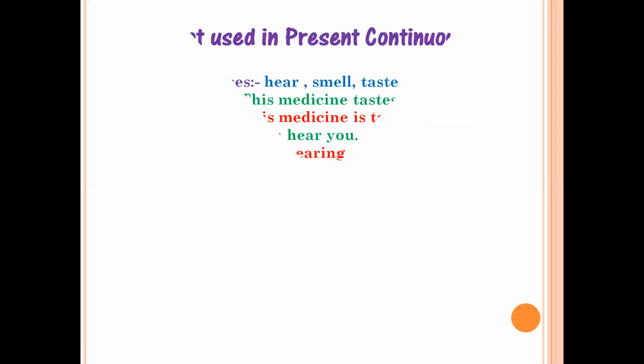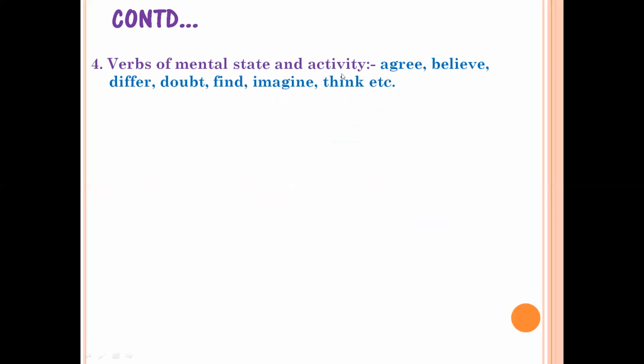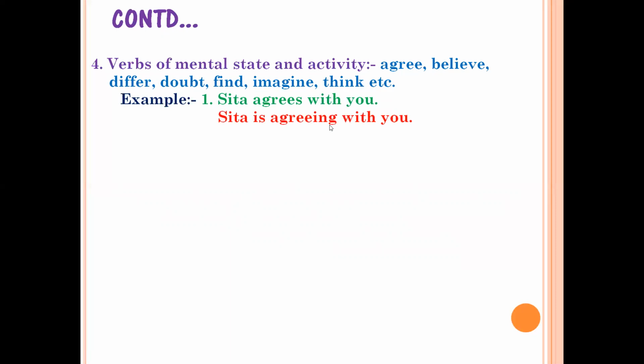So with this, we move to the next category. That is verbs of mental state and activity. So we have agree, believe, differ, doubt, find, imagine, think, etc. These are a few verbs. Let's have a look at these verbs. Sita agrees with you. Correct. Sita is agreeing with you. Incorrect. We cannot use agree in ing form. We think this is right. Correct. We are thinking this is right. Incorrect.